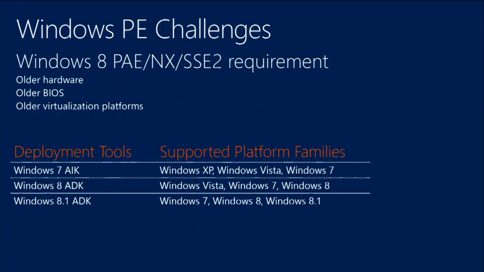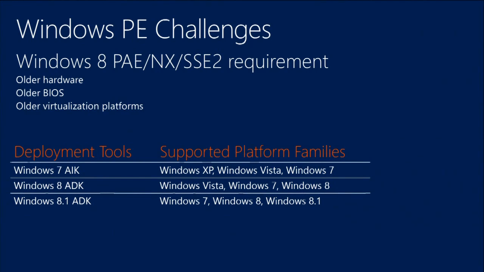So with SP1, you may be aware there were some challenges that were introduced with Windows PE. One of those was around some new processor requirements with Windows 8. This alphabet soup here of acronyms. Basically, there were some security requirements added to the Windows 8 kernel that required the processors to have some new features to help secure boot and other things.